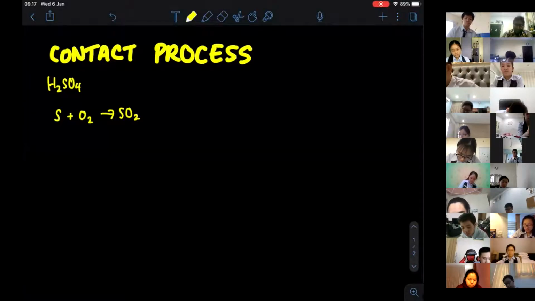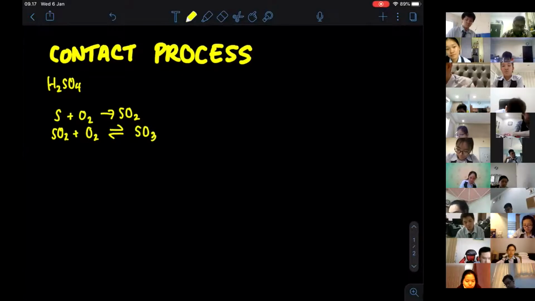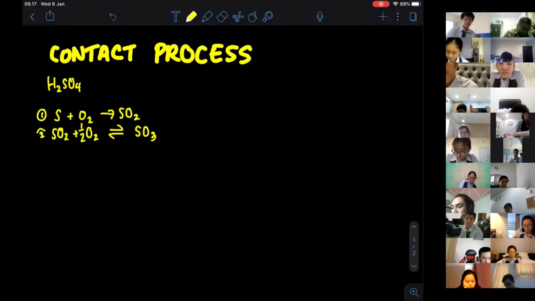But do remember, when you have SO2 plus oxygen, the reaction is not straightforward. It's a reversible reaction, and this reversible reaction will give you SO3. If you want to balance this, I just put half over here. Okay, it's balanced. That's going to be the second step.